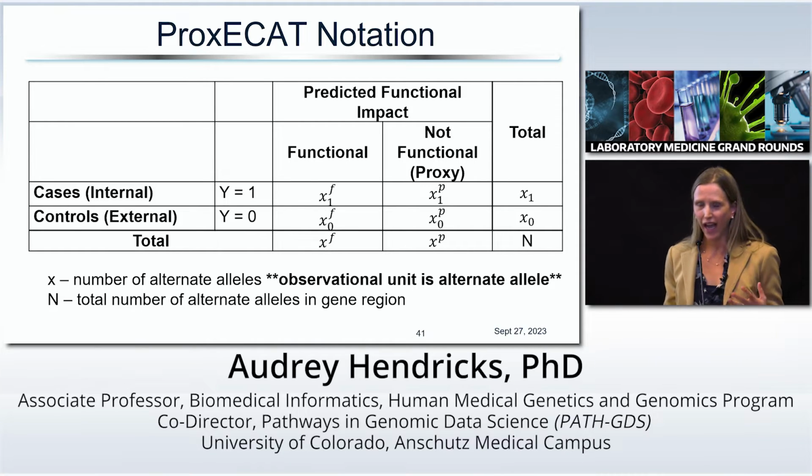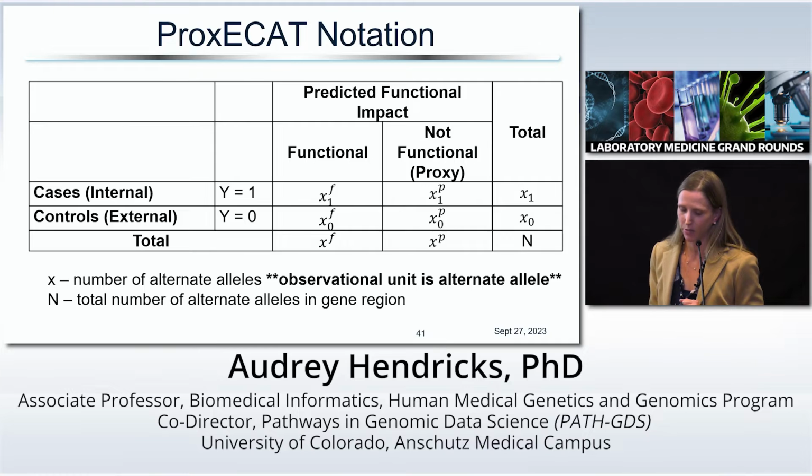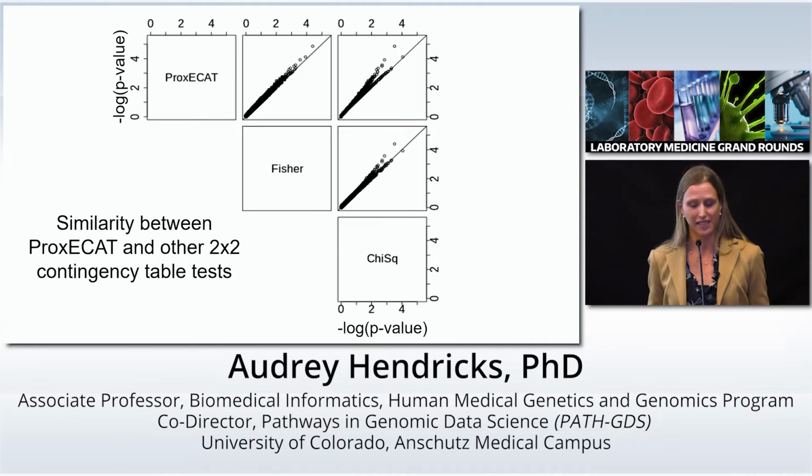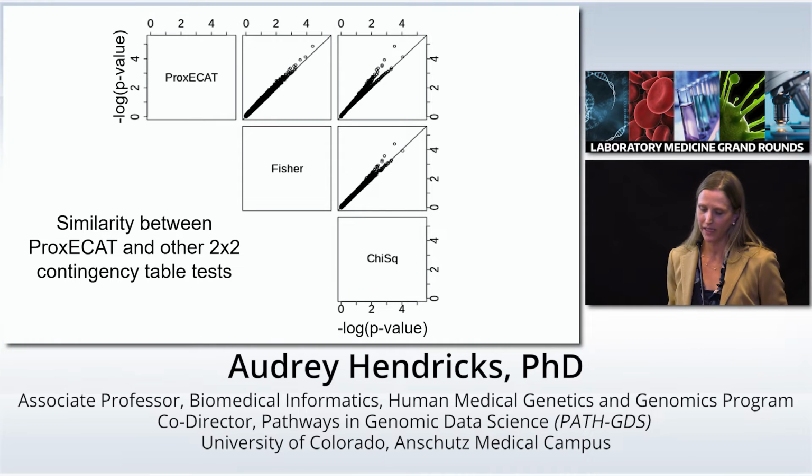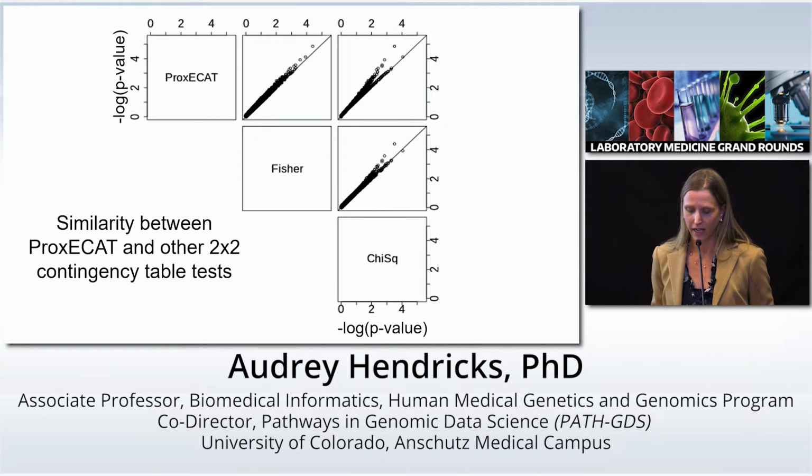And so we thought, gosh, I wonder how those would relate to ProxyCat. And so we did exactly that. We looked at how ProxyCat, Fisher's exact test, and chi-squared test of independence were related. And here's our negative log 10 p-value, our test statistic. And so we can see that ProxyCat is very similar, although not identical to these other tests.